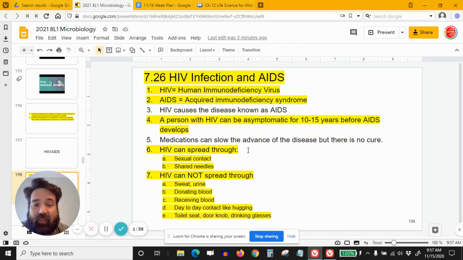It cannot be gotten from receiving blood because any blood that is donated is tested for various diseases before it's given to anyone else. Day-to-day contact like hugging or whatever, you're not going to get AIDS or HIV that way. Toilet seats, doorknobs, drinking glasses, also not ways of getting HIV. Okay.